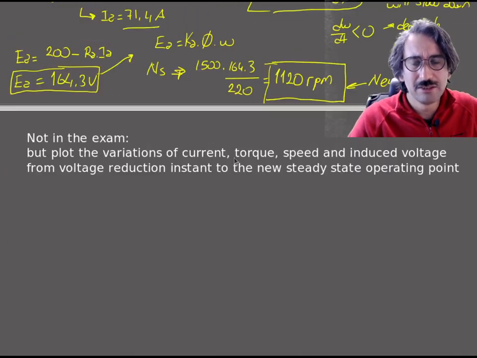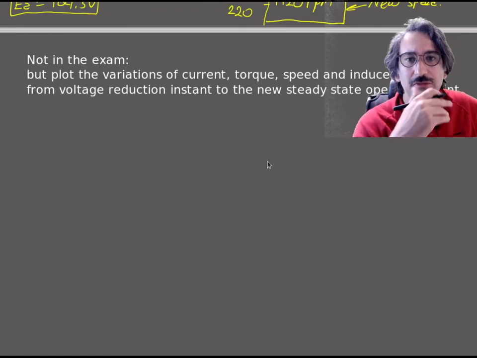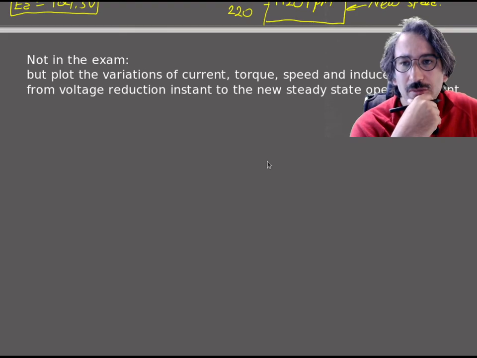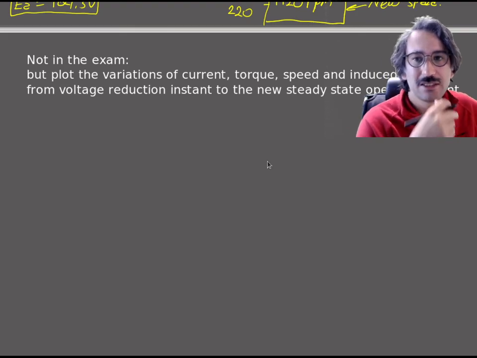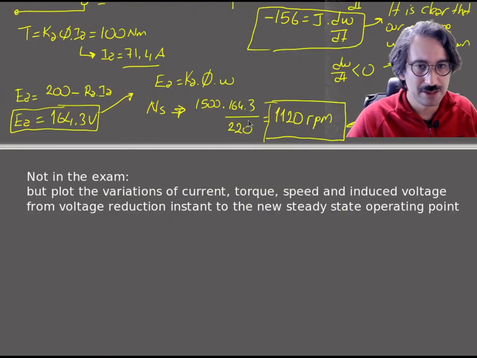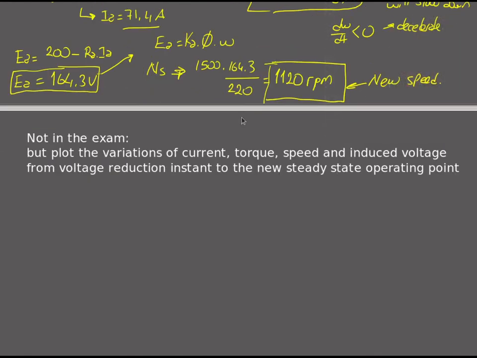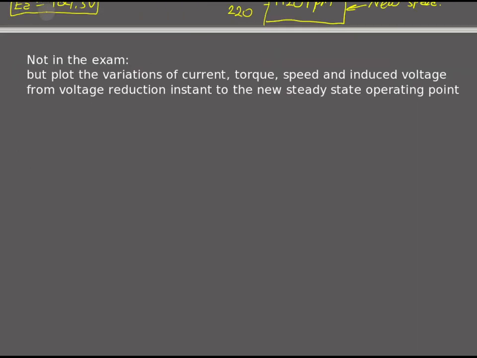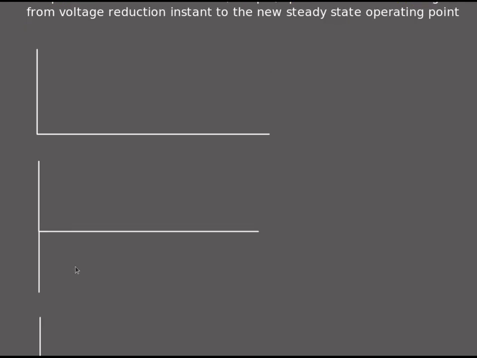Although it's not in the exam, let's plot the variations of current, torque, and other important parameters. I think it will help you to understand what is happening from 1500 RPM to that speed. So let me plot those graphs for you. Let's start with the terminal voltage. Just give me a second. Okay, so I plotted some axes here, and let's say the first one is our terminal voltage.